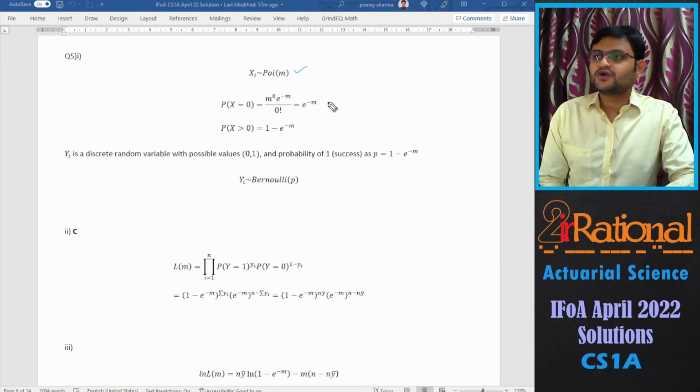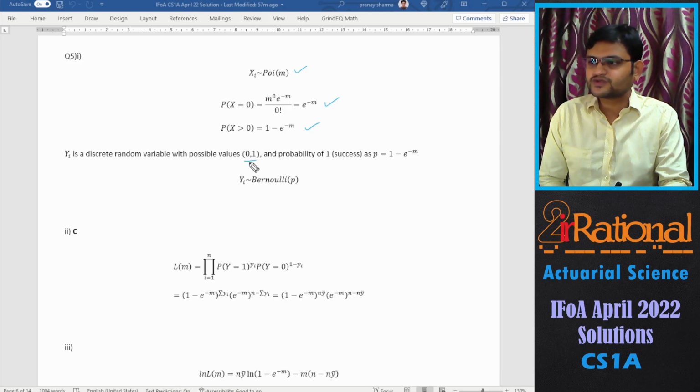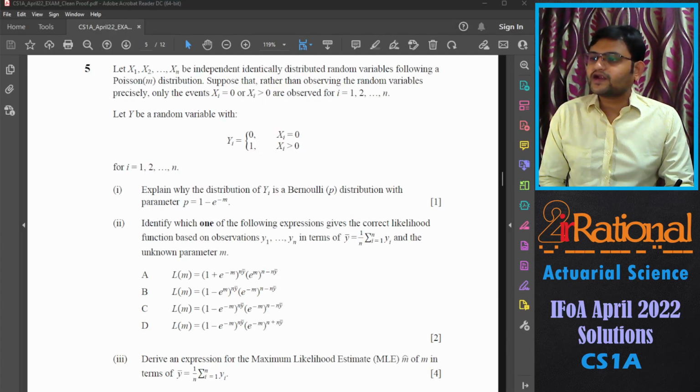So we'll say x follows Poisson(m), we'll calculate probability x is equal to 0, probability x greater than 0. So y is a discrete random variable with the possible values 0, 1 and the probability of success, that is y equal to 1, as 1 minus e raised to minus m. I have written it as p, so I can write here Bernoulli p. Second, identify which one of the following expressions gives the correct likelihood function based on the observations y1 to yn in terms of y bar equal to 1 by n summation yi and the unknown parameter m.